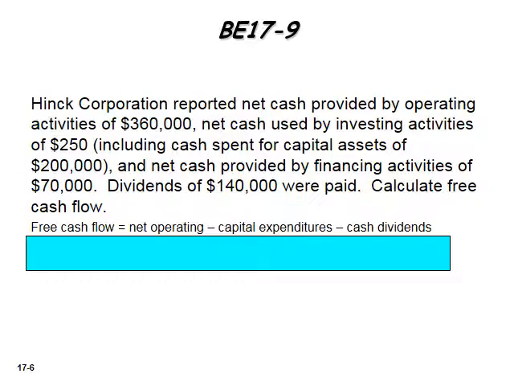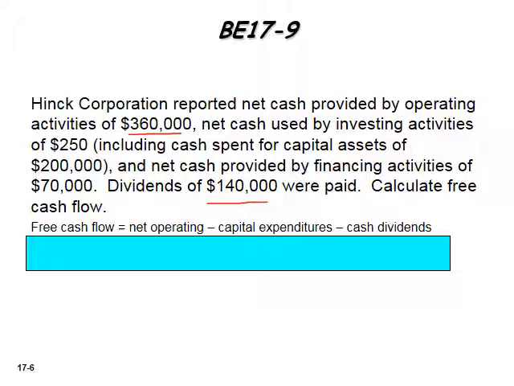So in this particular example, this company reported cash provided by operating activities of $360. The cash used by investing activities was $250, and that included cash spent for capital assets of $200,000, and net cash provided by financing activities of $70,000. So dividends paid were $140. So they ask you to calculate the free cash flow.